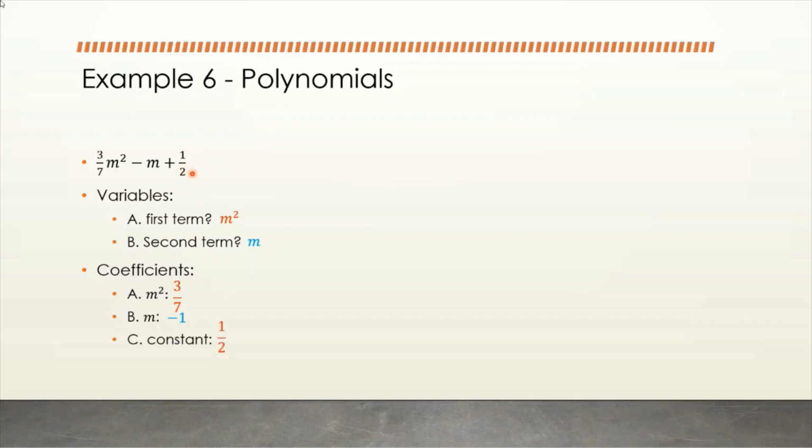So variables are referring to the variable portions, and if you see that word coefficient, it refers to the number in front of the variables. Now, if there's not a number, there still is a number, which is 1. So just be careful of that.